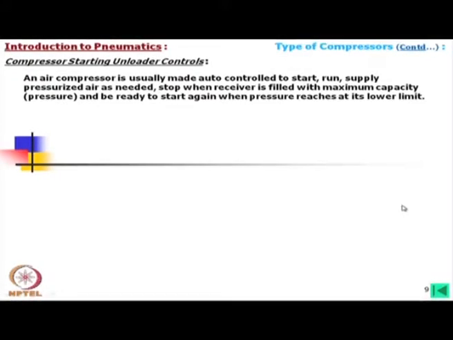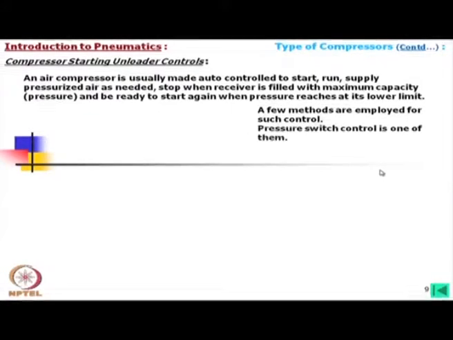Now, an air compressor is usually made auto control to start, run, supply pressurized air as needed and stop when the receiver is filled to maximum capacity, that is pressure, and be ready to start again when the pressure reaches its lower limit. A few methods are employed for such control. Pressure switch control is one of them.